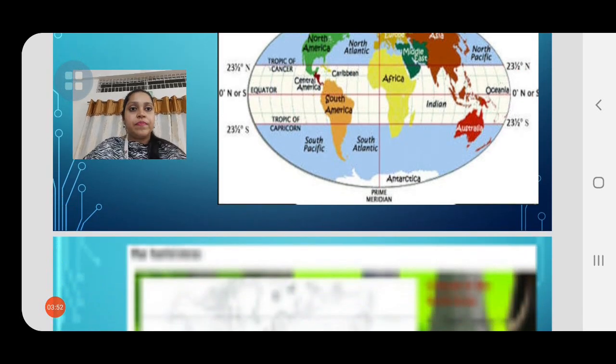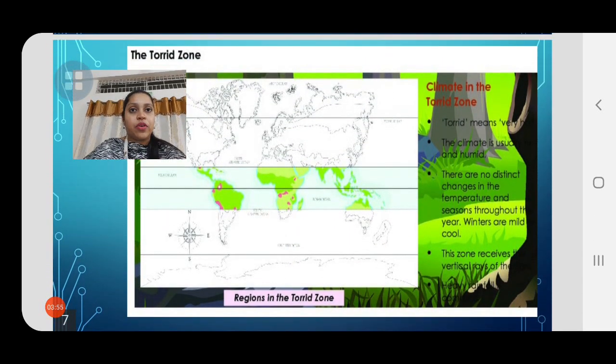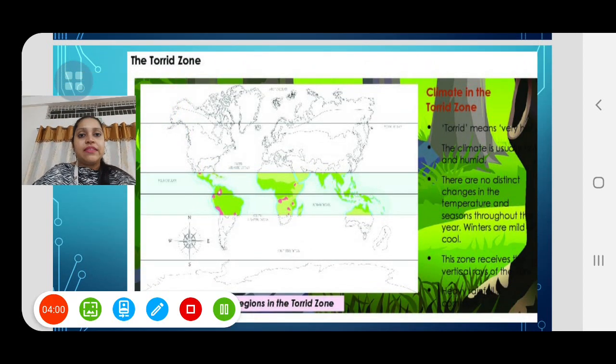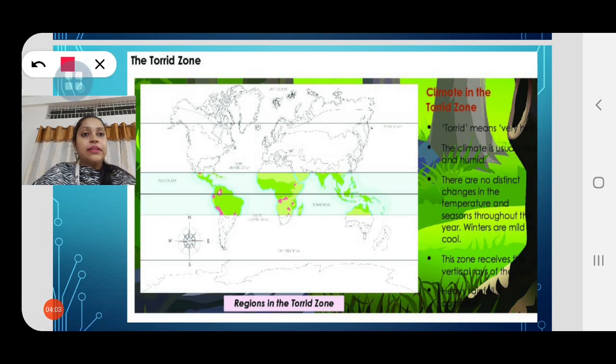Now let's see what is written in the book about the climate. Torrid means very hot. So the word torrid itself means very hot, and the climate is usually hot and humid. In the Torrid Zone, due to the various oceans present, it's very humid also. Like yesterday I told you what is humid. There will be a lot of rainfall also, and people sweat a lot because of the humidity.